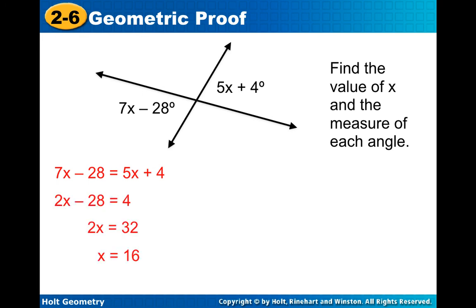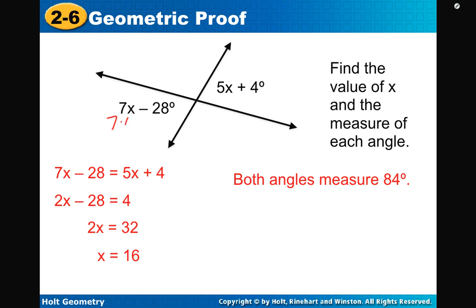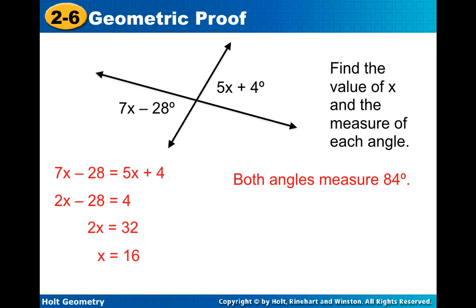Solving, I get x to be 16. Now find the measure of each angle. So substitute back in. 7 times 16 minus 28 should be 84 degrees. 5 times 16 plus 4 should also equal 84. All right, vertical angle theorem, as I said, we will use that theorem a lot.